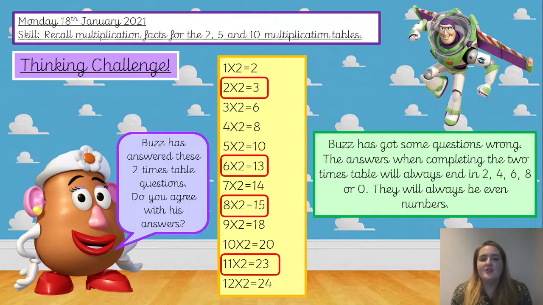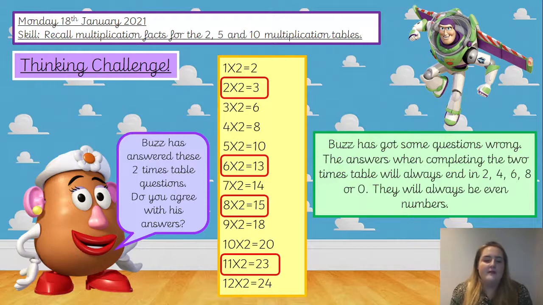So what is the answer to 2 times 2? What do you think the answer is to that one? Well done, it's 4. 2 times 2 is 4. Let's have a look at the next one that he's got wrong then. 6 times 2, he's got 13. 13 doesn't end in 2, 4, 6, 8 or 0, so that one's wrong as well, and it's not an even number. So what would 6 times 2 be?